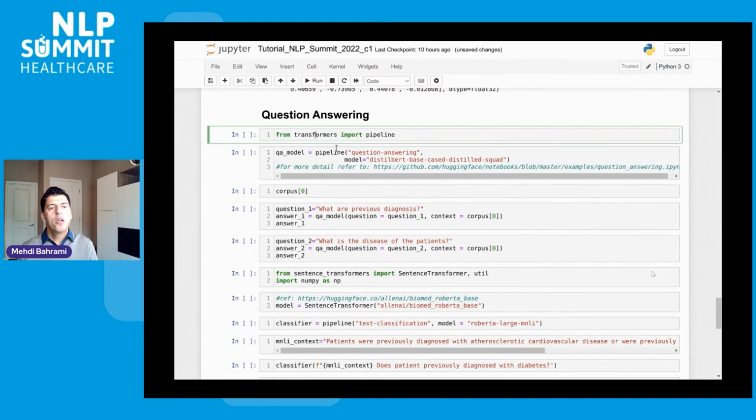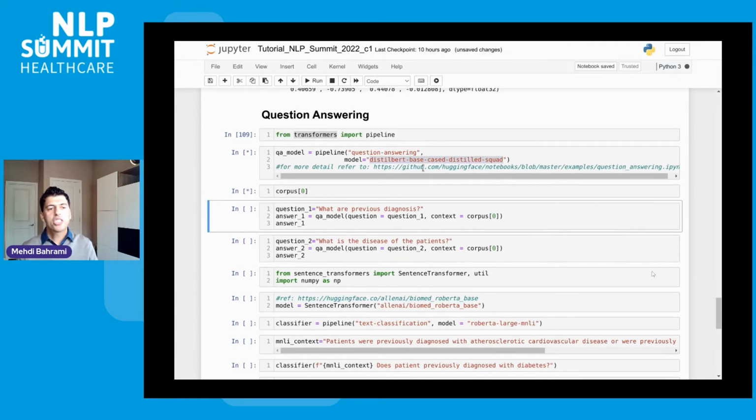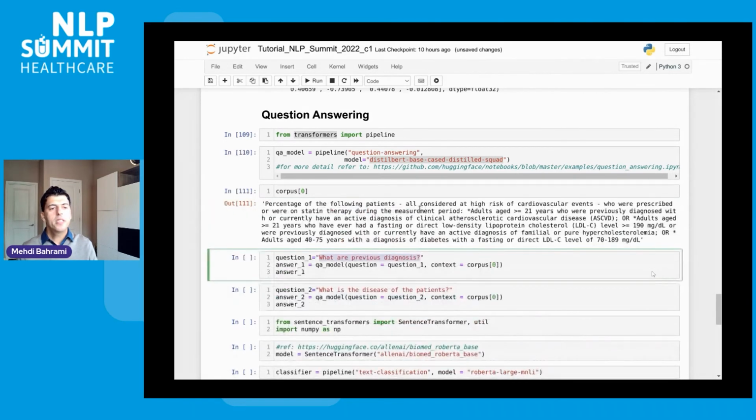First, we're going to use the transformers library, and once we use it as a pipeline, I'm going to use a model, this DistilBERT, which is much faster than other models. So we're going to load this model, which is for question answering, already trained and fine-tuned. Again, this model is already pre-trained and exists on the internet, so you can easily load it. So now, what are the previous diagnoses?